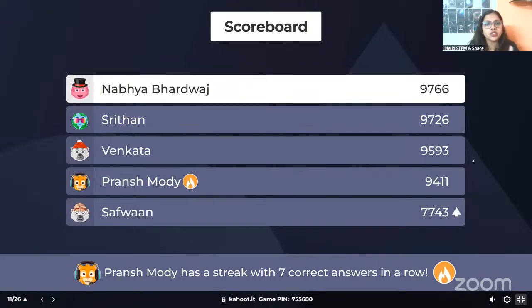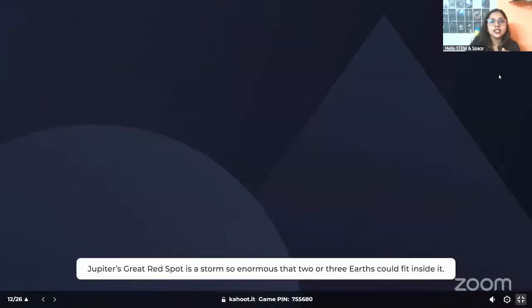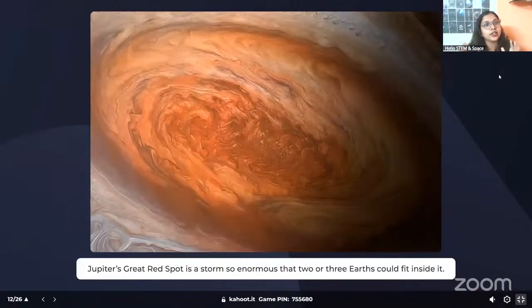There is not much change in the scoreboard. Only Safan jumped to the 5th place. And Pransh Modi has a streak with 7 correct answers in a row. Very good, Pransh. Keep it up. And see, this is how the Great Red Spot looks up close. Okay, so this is actually a huge storm, and 2 or 3 Earths could fit inside it.